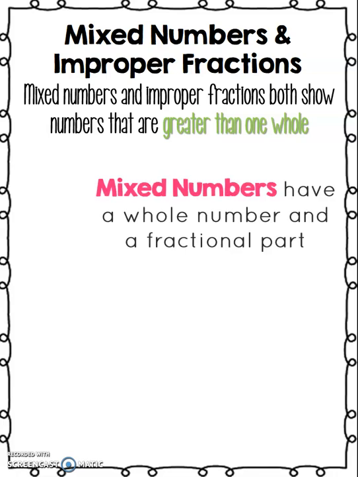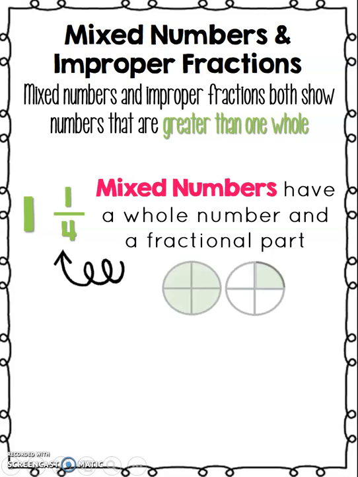So with a mixed number, we have two parts: a whole number part and a fractional part. So 1 and 1/4 is a mixed number because I have the whole number part 1 and the fractional part 1/4. I can show this using a picture by coloring in one full circle and then one other fourths piece.